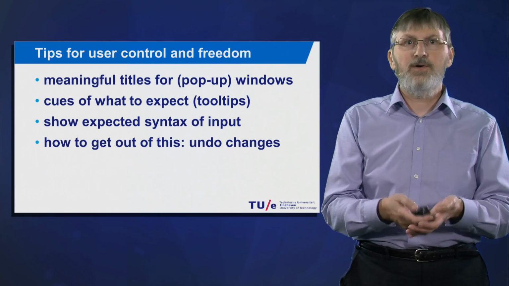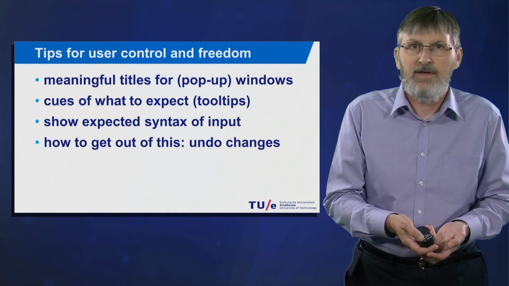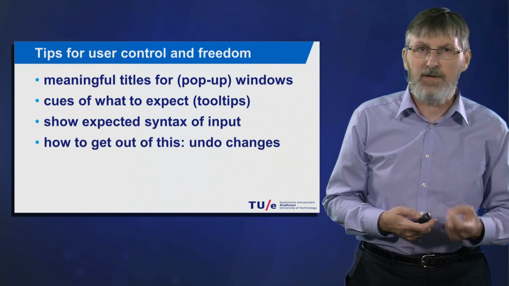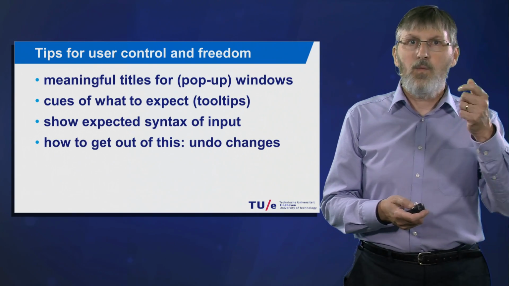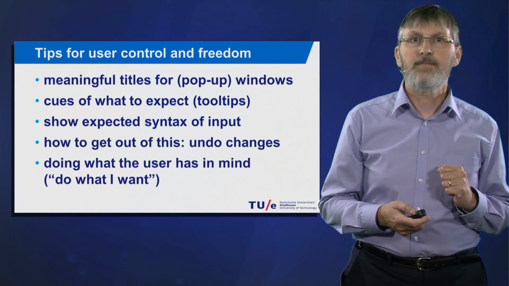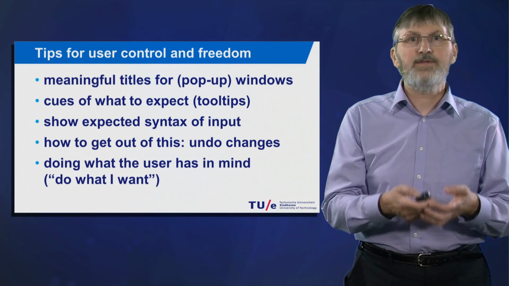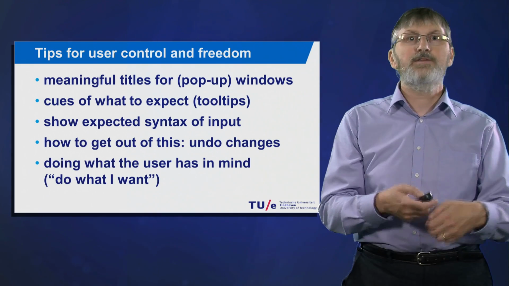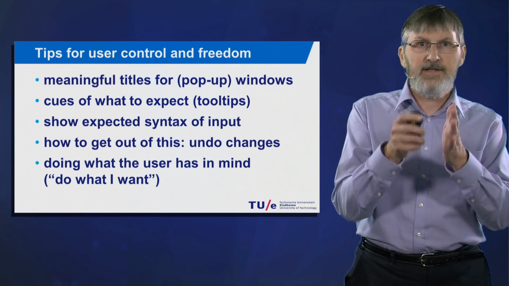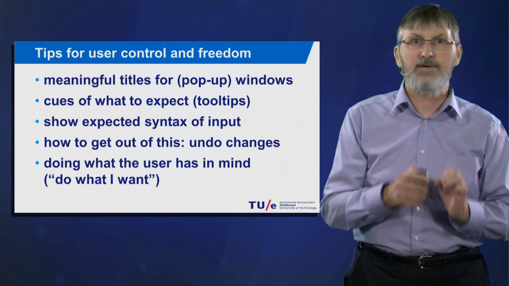We should also always show how to get out of a situation that you don't want. There should be an undo, and we've seen that interfaces can do even one better by showing what an undo will actually undo when you apply it. And as always, it's important to do what the user has in mind, following the do what I want principle, rather than blindly applying exactly the command the user is trying to tell the computer.